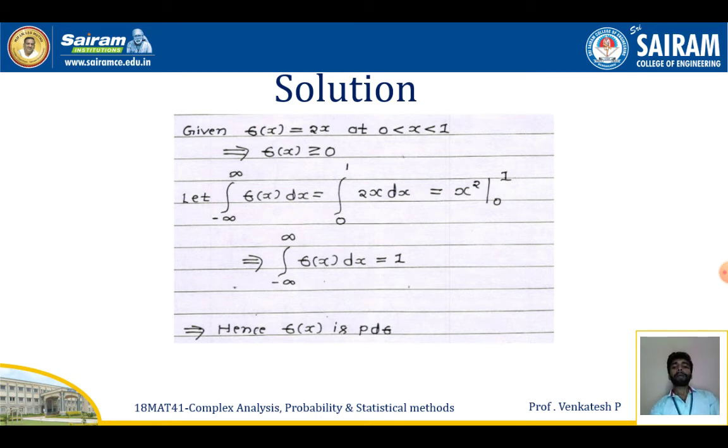Take the formula: integral from minus infinity to plus infinity of f of x dx. I replace f of x with 2x with limits 0 to 1, dx. After integrating 2x, we get x square by 2 times 2; the 2 gets cancelled, so the only term left is x square with limits 0 to 1. On applying the limits, the integral from minus infinity to plus infinity of f of x dx is equal to 1. Hence we can conclude the function f of x is a probability density function.